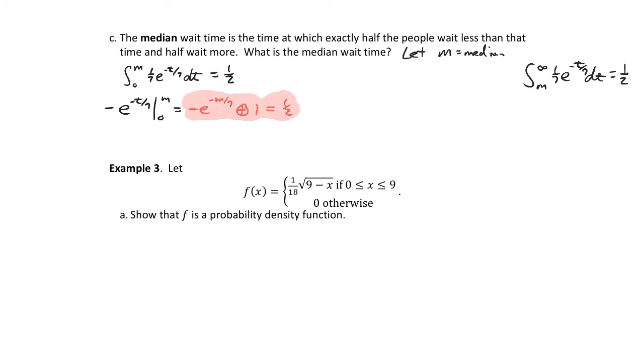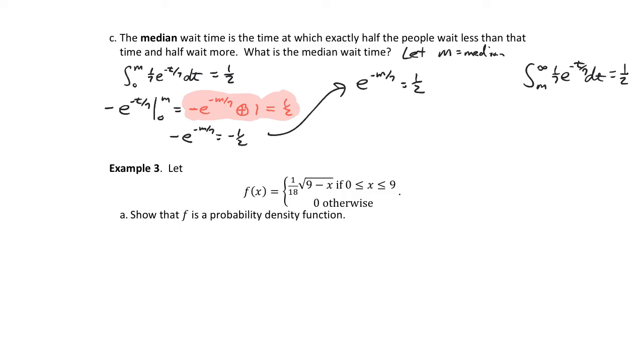We need to solve this for m. Well, we could subtract 1/2 from both sides. If we do that, we'll end up with negative e to the negative m over 7 is 1/2 minus 1, which is negative 1/2. Multiply both sides by negative 1. We'll end up with e to the negative m over 7 is equal to positive 1/2. Our logarithms will help us out here.